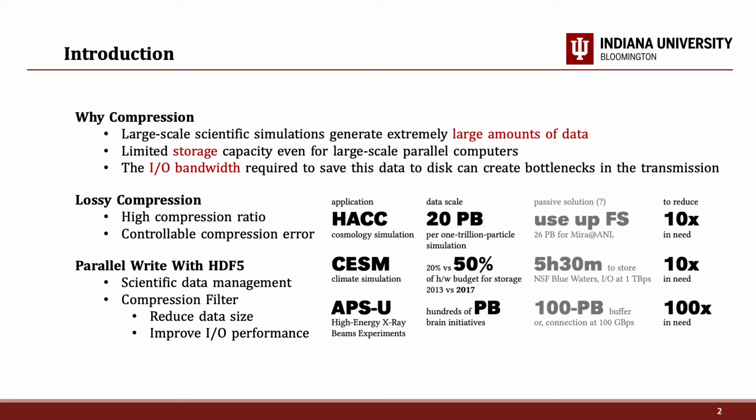And lossy compression is one of the most efficient ways to reduce this data and improve the overall performance because of its high compression ratio, especially when you compare it to lossless compression, and also because of its controllable compression error. And typically we will use I/O libraries such as HDF5 to do the parallel write for scientific data management. And parallel write in HDF5 supports a compression filter to reduce the data size and improve I/O performance.